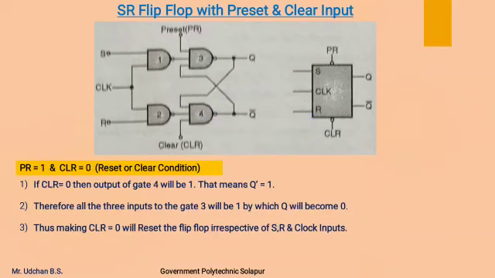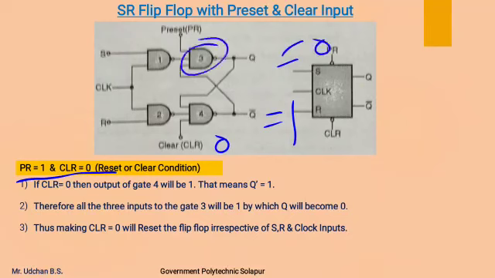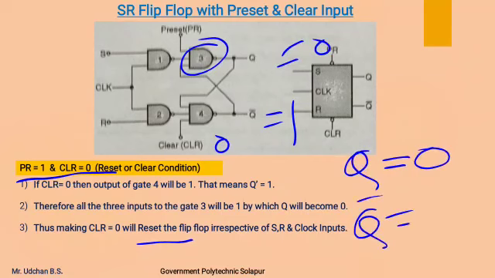Next we will see the condition in which the value of preset is 1 and clear is 0. As the value of clear is 0, Q complement becomes 1 and Q becomes 0, as all the inputs to gate 3 are 1. So by making the clear terminal 0, we can reset the flip-flop irrespective of the values of SR and clock inputs. The value of Q will be 0 and Q complement will be 1 before we start the operation of the SR flip-flop.